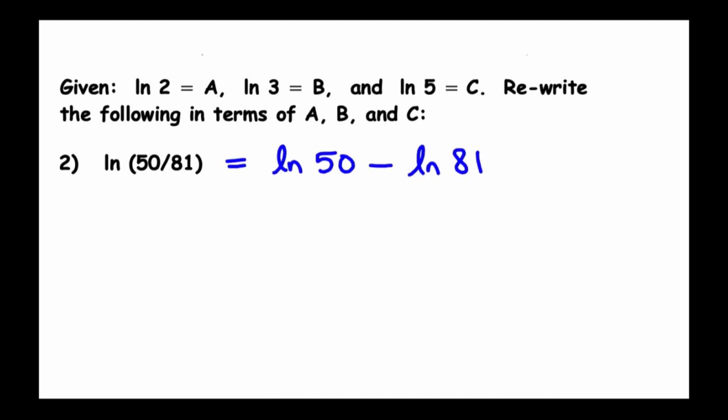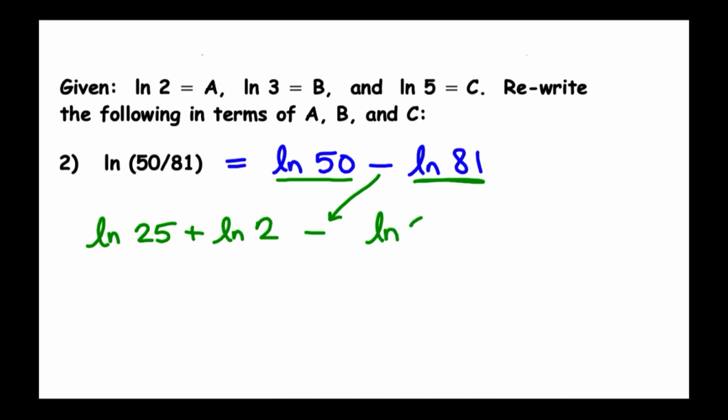All right, we'll take each of these parts separately. We'll start off with a natural log of 50. When I see natural log of 50, I think, well, how about natural log of 25 plus natural log of 2? I'll go minus, comes down. And 81 happens to be 3 to the 4th, so I'm going to say minus natural log of 3 to the 4th. However, using the power law, we can bring the 4 down and sit it in front. So it'd be 4 ln 3.